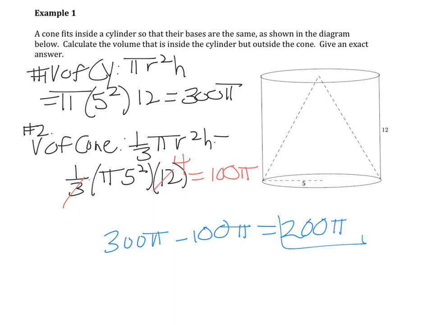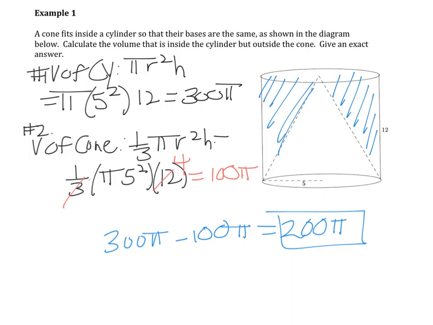And 200 pi is the exact answer for the volume of the area that is outside the cone but inside the cylinder.